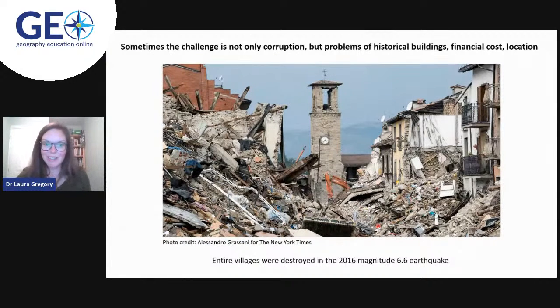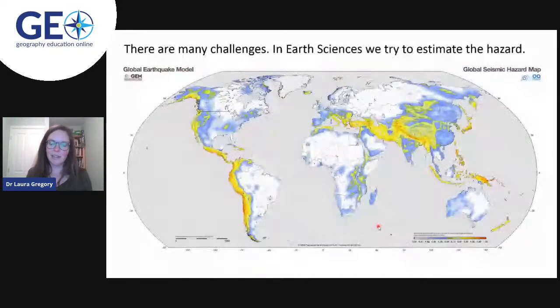It's also very expensive, of course, to build buildings that are resistant to earthquakes. So that's another challenge. And just your general location. If you're sat on top of a fault and you do live in a city, then it's very difficult to deal with that hazard. And some countries do better than others. But that is definitely some of the problems that we're aware of as earth scientists.